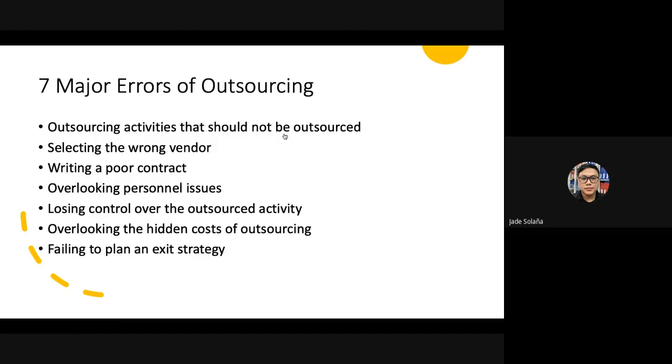So the key to outsourcing is to purchase from outside only those activities that are not key to the company's distinctive competencies.